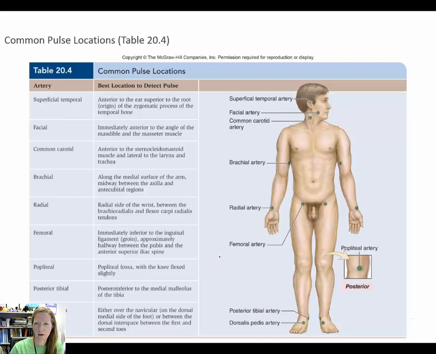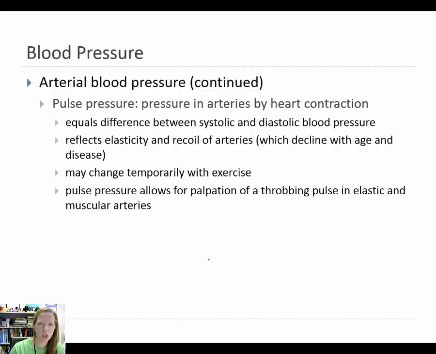So let's take a look at how we can use systolic and diastolic pressures to find other pressures in the body. So there's a pulse pressure. Pulse pressure is going to be the pressure in arteries by heart contraction. That is really just going in and taking the systolic and finding the difference between systolic and diastolic. So usually that's at about 40 millimeters of mercury.